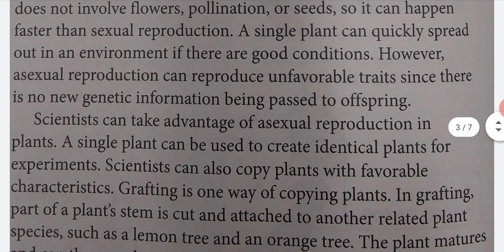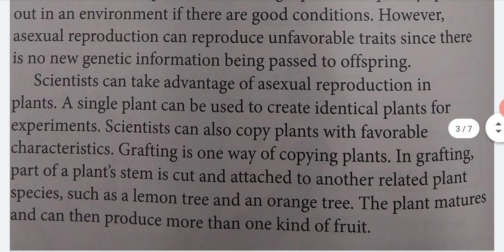A single plant can quickly spread out in an environment if there are good conditions. However, asexual reproduction can reproduce unfavorable traits since there is no new genetic information being passed to offspring.